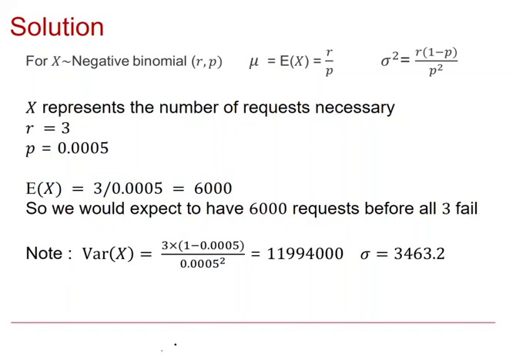And looking at the summary of all the information we've found so far, we have found the mean is 6,000. So on average we would expect to have 6,000 server requests before all three fail. And just note at the bottom there, I have just evaluated the variance for you as well.